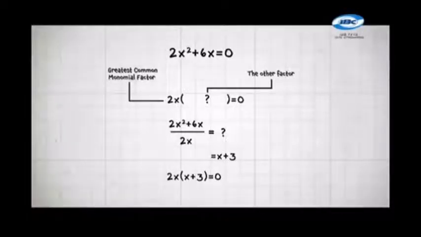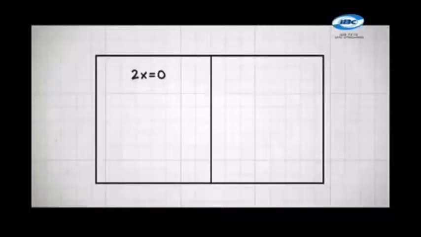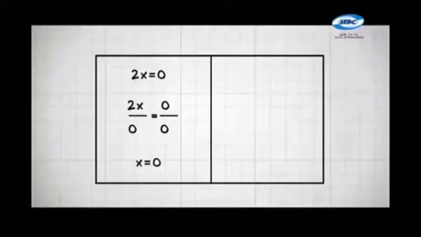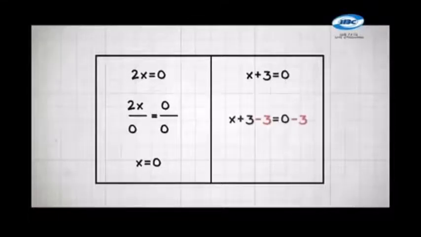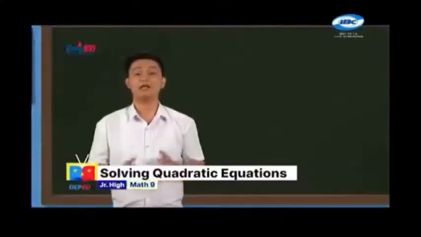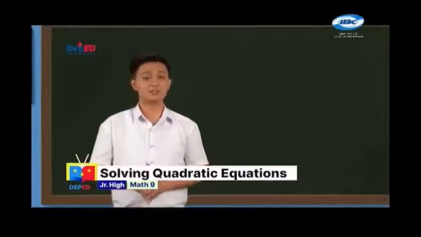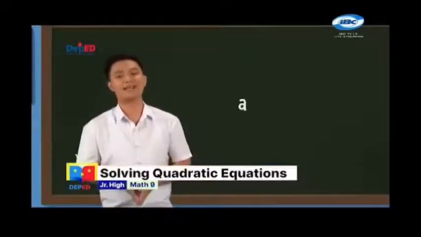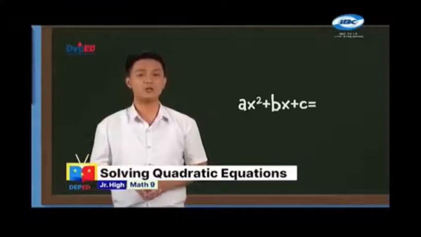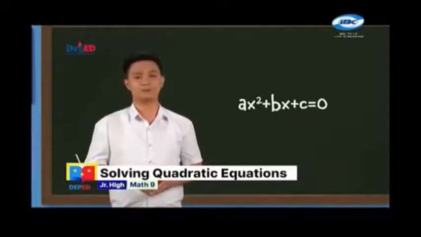Then we apply the ZPP, and then we solve for x. With the first factor 2x equated to 0, we divide both sides by 2 to obtain the value of x, which is 0. With the second factor x plus 3 equated to 0, we subtract 3 from both sides to obtain the other value of x, which is negative 3. That was mathemagical. The next two examples are of the form ax squared plus bx plus c equals 0. Here is one of them.